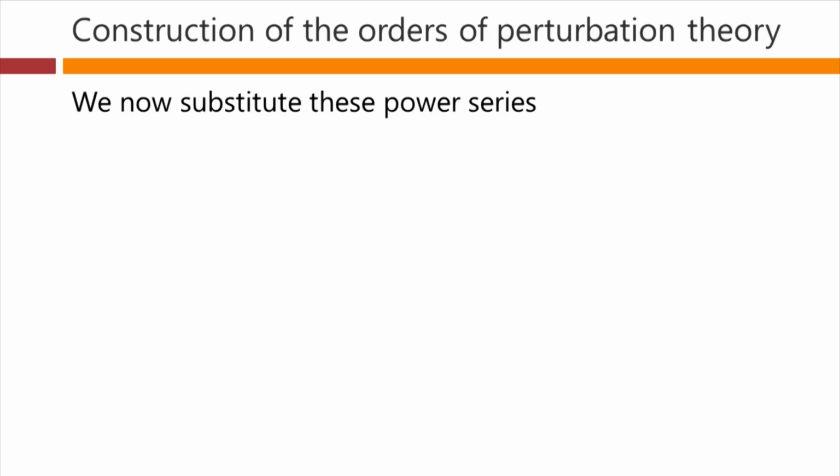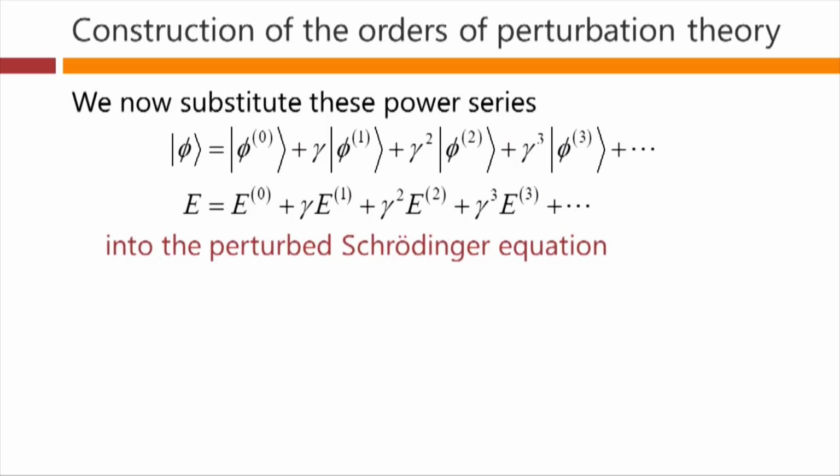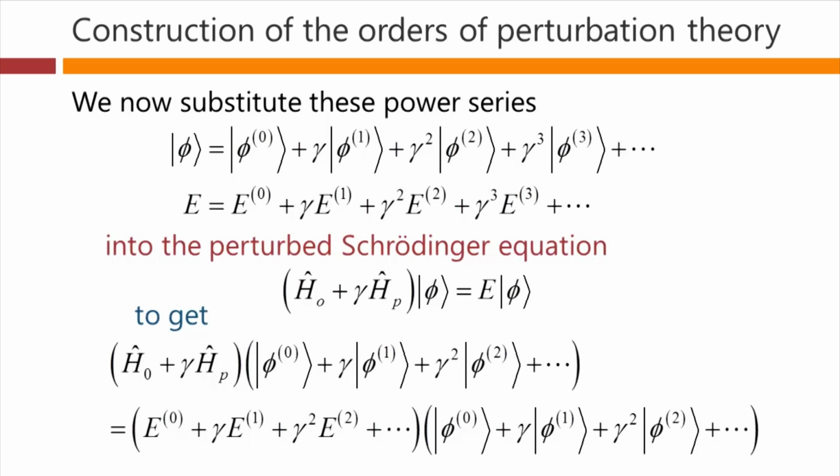Now, what we do mathematically is we substitute these power series into our perturbed Schrodinger equation. That is, in this equation here, we're going to substitute this power series for phi into this equation here and here, and we're going to substitute this power series for E for the E here. And that gives us something that looks like this. So here's our Hamiltonian, and here's our wave function phi. We get it on the left and also over on the right, written out as a power series. And here's our E, also written out as a power series.